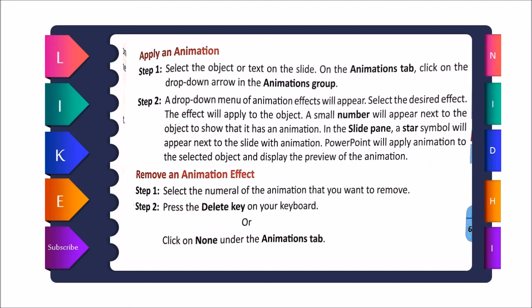That drop down menu of animation effect will appear. So we have to select that, and a small number will appear next to the object to show that it has transition animation. Okay, and then in the slide pane, a star symbol will appear next to the slide with animation. PowerPoint will apply animation to the selected object.